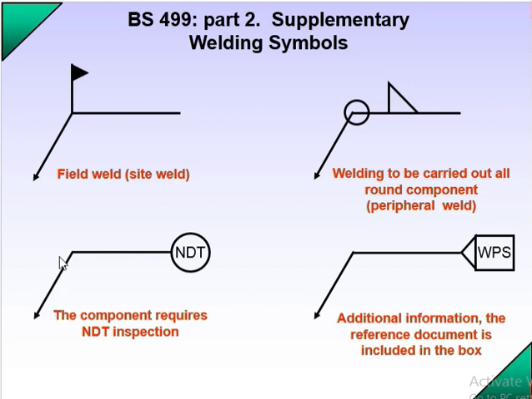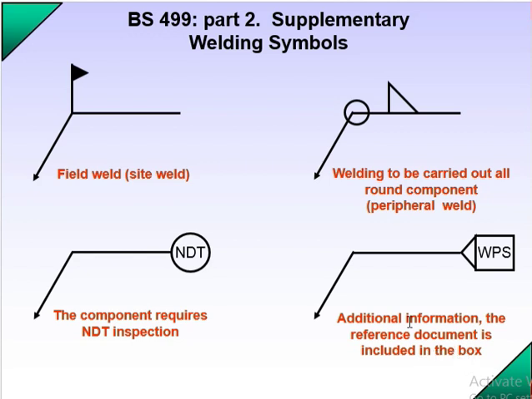Same here, arrow line and there is a reference line. If it is mentioned NDT, it definitely requires NDT inspection. So if you see NDT mentioned in any drawing, the NDT inspection is required. Now if it's the arrow line and reference line and WPS is mentioned, this WPS is definitely required in that particular joint. So definitely additional information, the reference document, is included in the box.